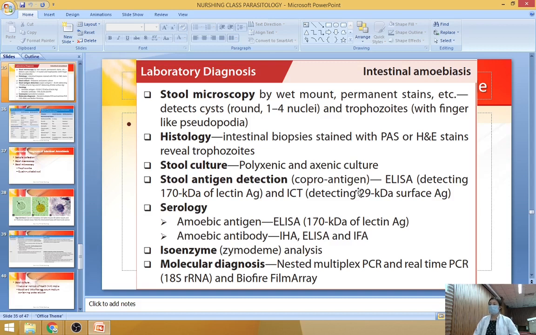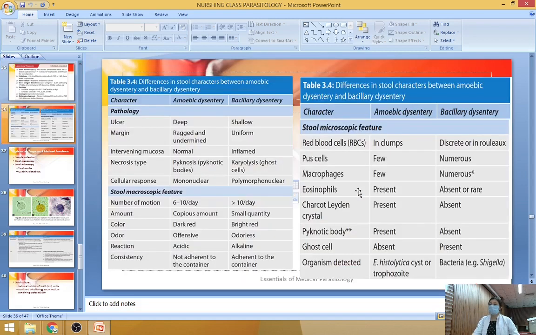Trophozoite, that is the adult form. Stool culture, we can do polyxenic and axenic culture. Then stool antigen detection, like coproantigen ELISA. Then serology, like amoebic antigen ELISA, 170 kilodalton lectin, and amoebic antibody and isoenzyme analysis can also be done. Okay, this is the most important thing for diagnosis from the microbiology point of view.